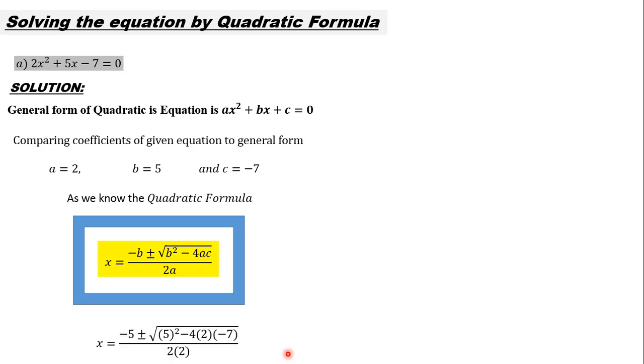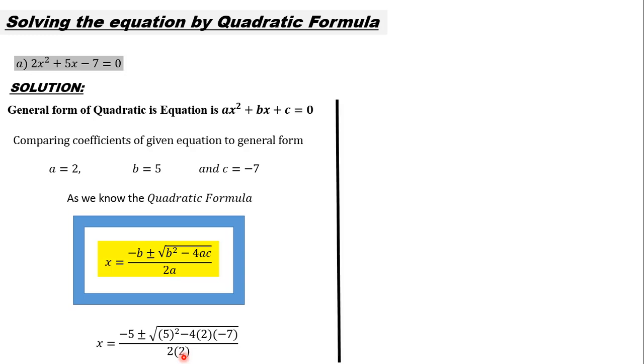So x is going to be, b is replaced with 5. Here b square is going to be 5 square, minus is minus, 4 is 4, a is 2, and c is replaced with minus 7 and is multiplied with this. This a is going to be replaced with 2. So what we have in this equation: minus 5 plus minus square root of 5 square minus 4 into a which is 2, into minus 7 which is c, divided by 2 into a which is 2.